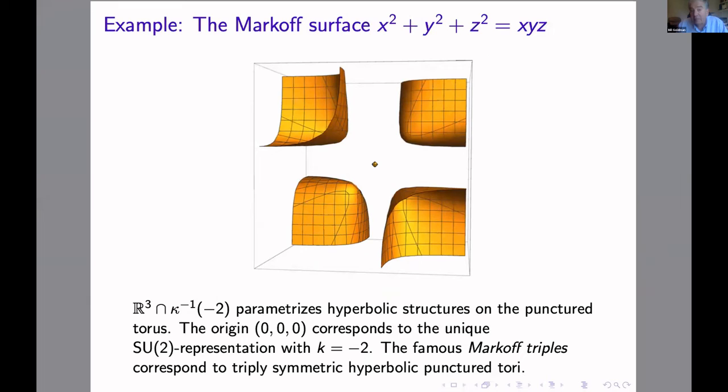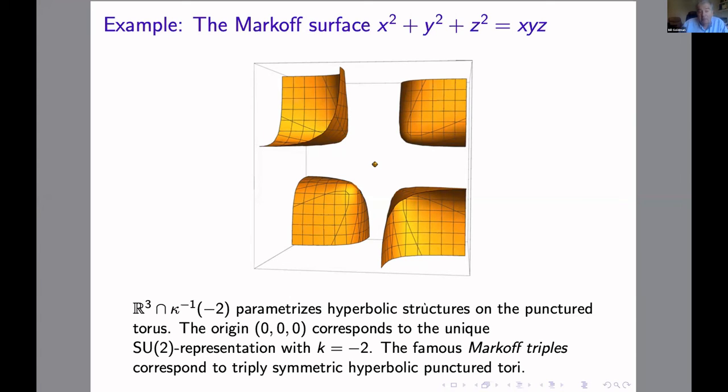Another case that's been studied corresponds to hyperbolic geometry. And so in this case, the level is -2. The structure is going to be a hyperbolic structure on the punctured torus. So these will be finite area, complete hyperbolic structures. Notice that the origin, when x, y, and z, psi, eta, and zeta are all equal to 0, that corresponds to a point. And that corresponds to the quaternion representation by Pauli matrices in SU2.